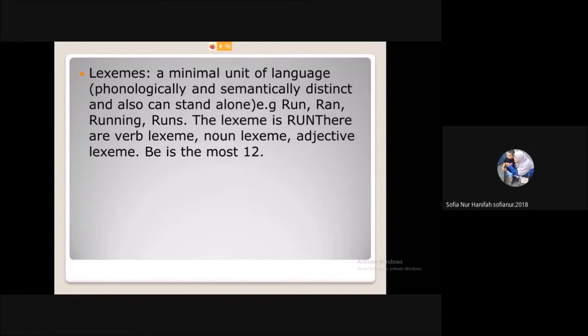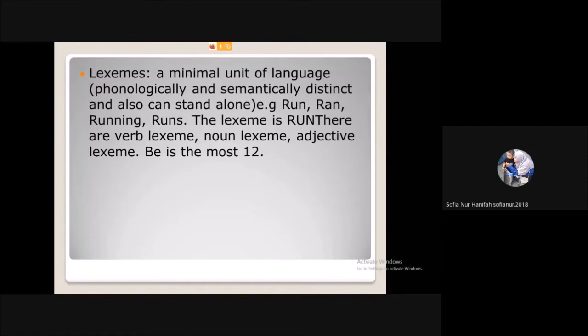All right, thank you. Firstly, we will talk about lexemes. We know that a lexeme is a minimal unit of language that is phonologically and semantically distinct, and a lexeme can also stand alone. To understand this term, take the example of the words run, ran, running, runs. They are all in one lexeme. The lexeme is run.